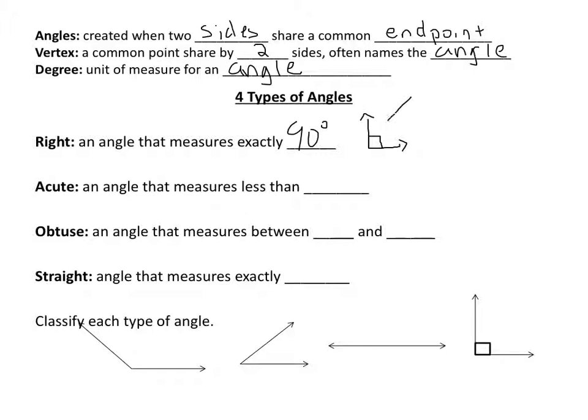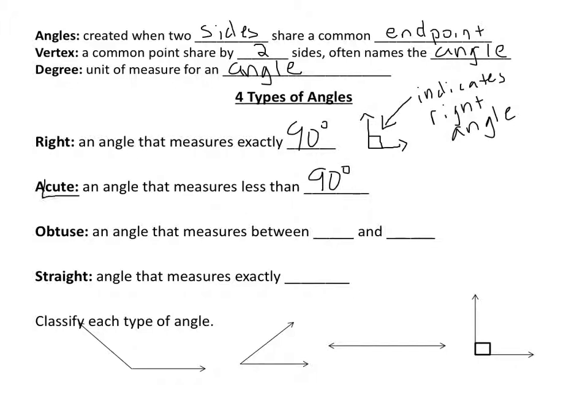One thing to keep in mind when pictures are drawn, that little square in the corner indicates a right angle. If you don't see that little square, you can't just assume, even though it might look like it, that it's a 90-degree angle. Acute is an angle that measures less than 90 degrees.